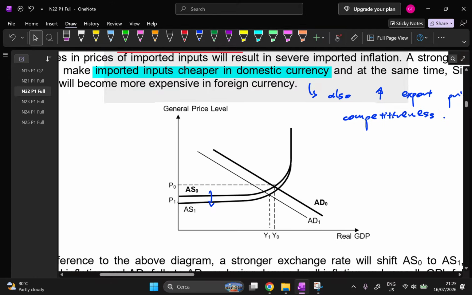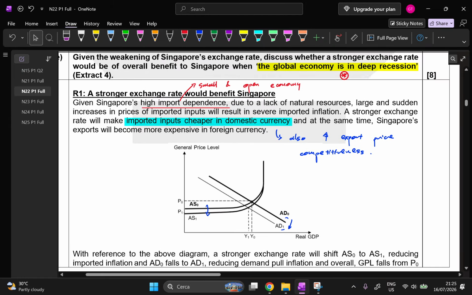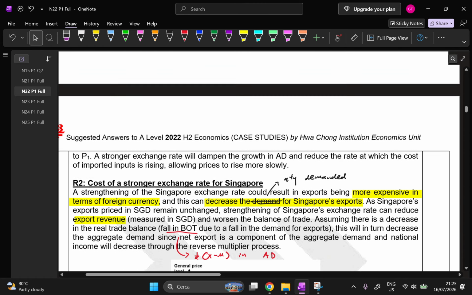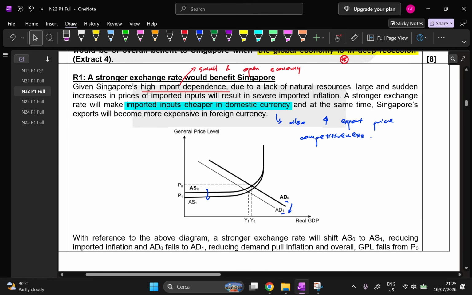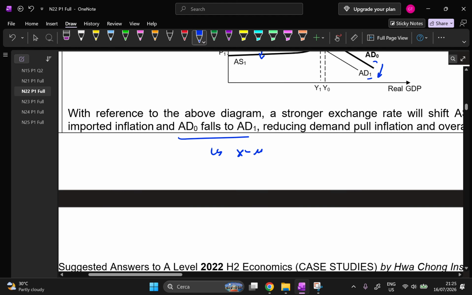Okay, and at the same time, why is it that my AD will increase? No, my AD is decreasing. Why? Because by the MLC, appreciation, a stronger exchange rate will worsen the balance of trade, not improve. Okay, and balance of trade, X minus M, is a component of AD. You need to explicitly state that it's a component of AD. Did they do that here? No, they didn't. Yeah, please do add here that X minus M is a component of AD. Then only this conclusion will follow.